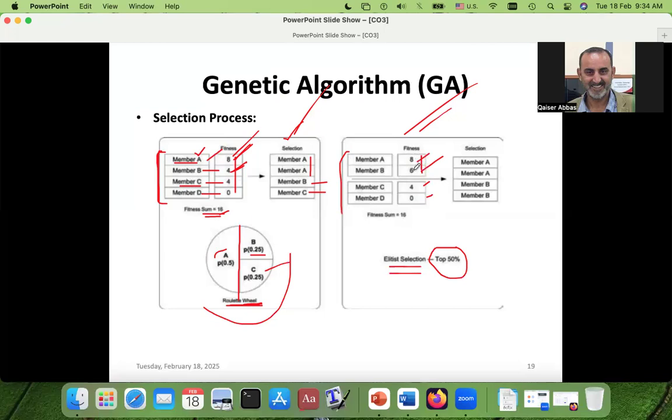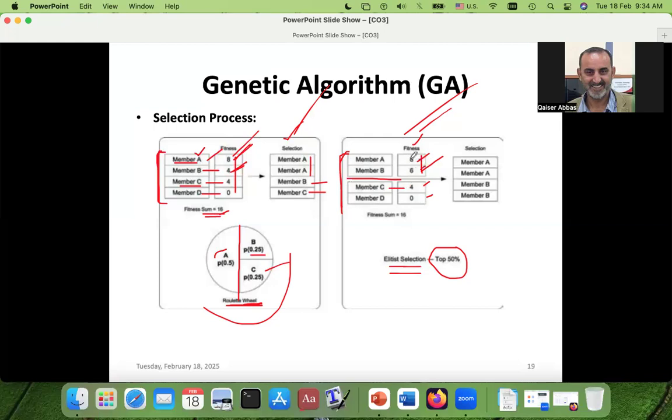You are not going into details of the calculation. No, you are taking the top 50. You will arrange them in descending order of fitness, and then you will select the top 50. So top 50 is this one, which means A and B. C and D you are not going to consider. Even this member C has the 4 value, but you are not going to consider. So then what? 8 and 6.